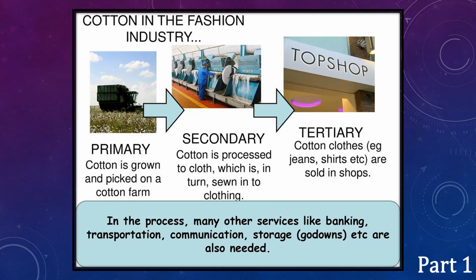Imagine what would happen if the price of fertilizers and pump sets go up. Cost of cultivation of the farmers will rise and their profits will be reduced. This is an example of the primary sector being dependent on the secondary sector, that is industry.